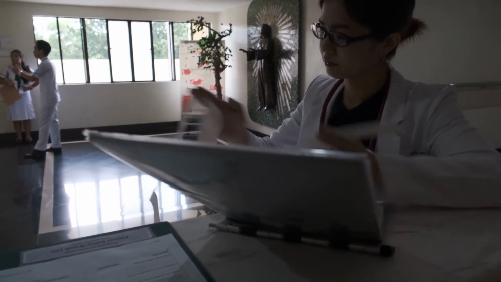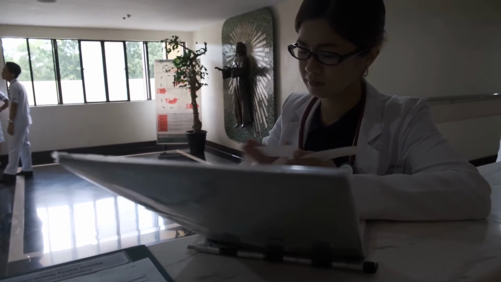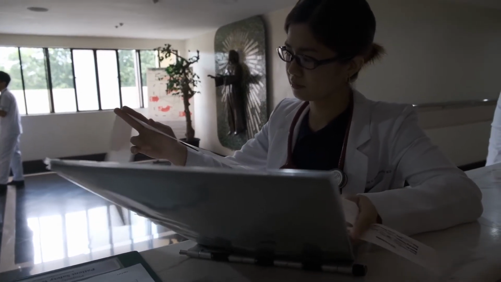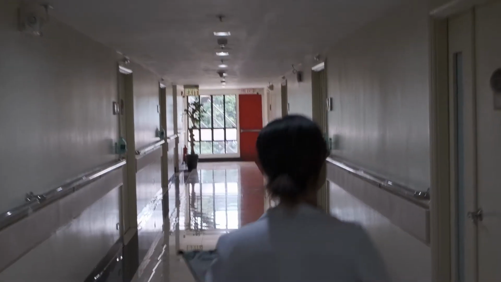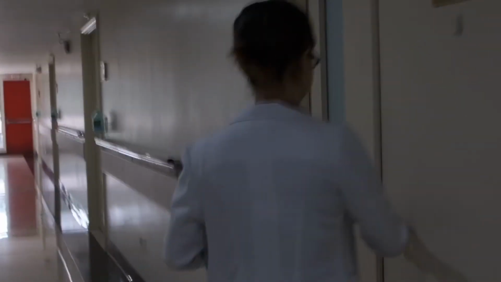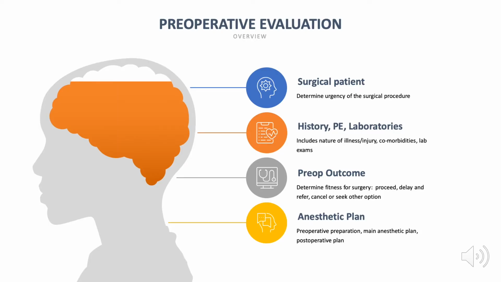This is an overview of the preoperative evaluation. We will talk about the surgical patient. We will define the urgency of the procedure. And then we'll talk about history, physical examination, and laboratories. And then we'll talk about the preoperative outcome, or what we hope to achieve at the end of the pre-op visit. And then we will make an anesthetic plan.